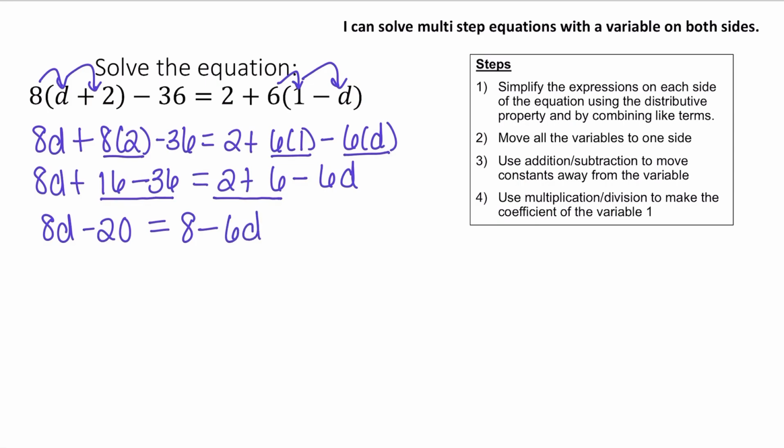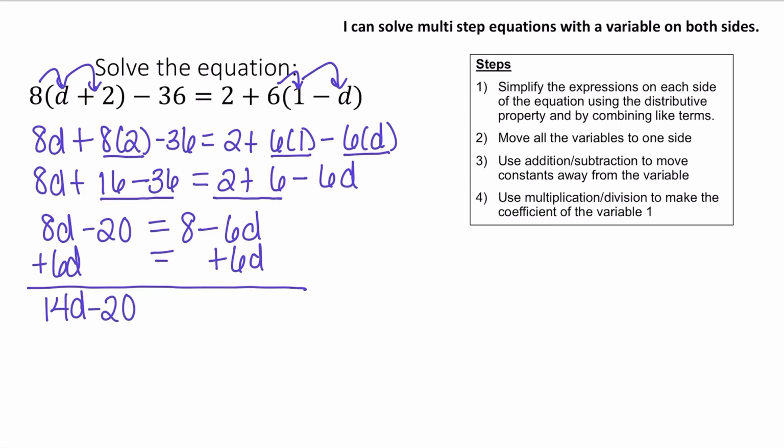Now let's move all the variables to one side of the equation. So on the right side, I have minus 6d. So I'm going to do the opposite, which is add 6d to both sides. So when I do that, I get 8d plus 6d, which is 14d, minus 20, and that equals 8. And then minus 6d and plus 6d will combine and cancel each other out.